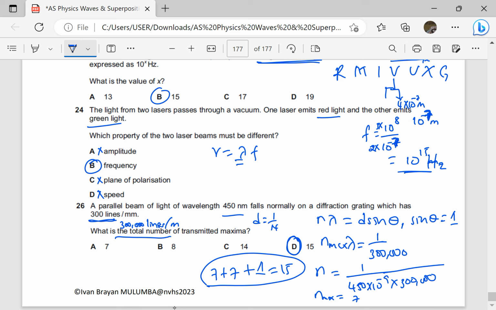Note very carefully that if this is the diffraction grating and this is the screen, there's a central bright fringe, zero order, then the maximum order up is n equals 7. There will also be n equals 7 below, plus this one here. So 7 plus 7 plus this one gives us a total of 15.